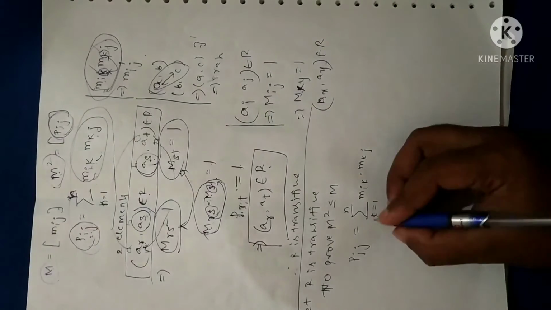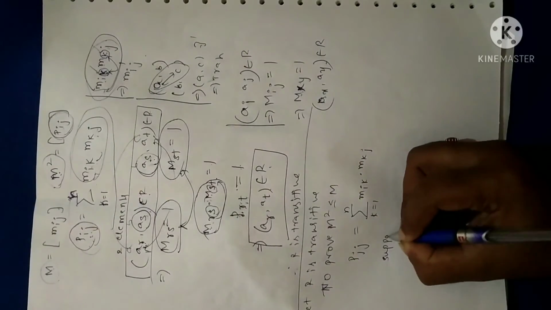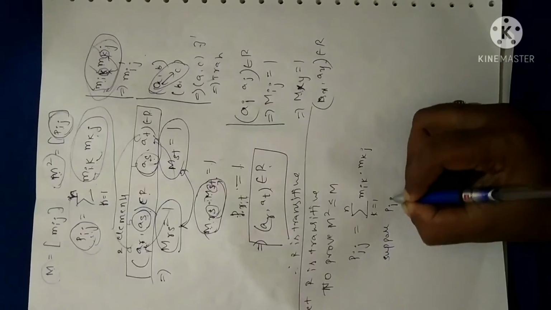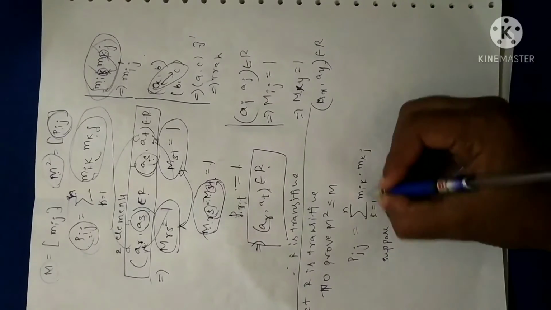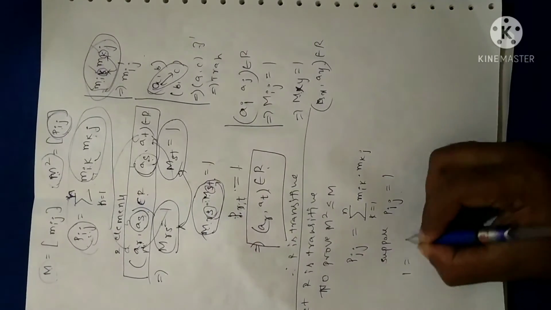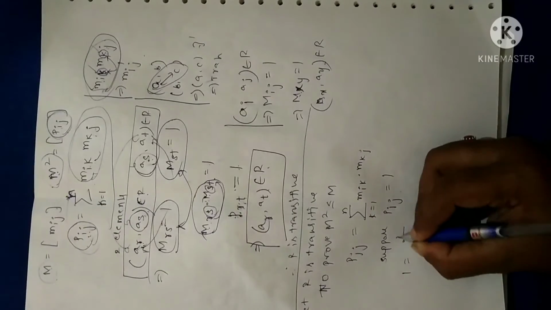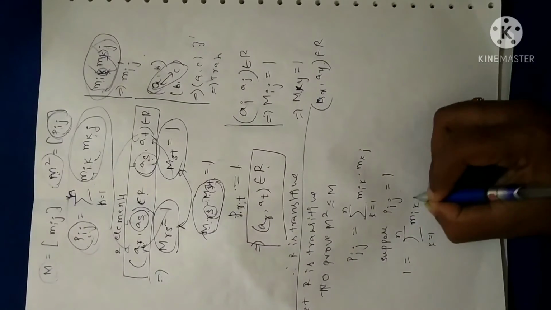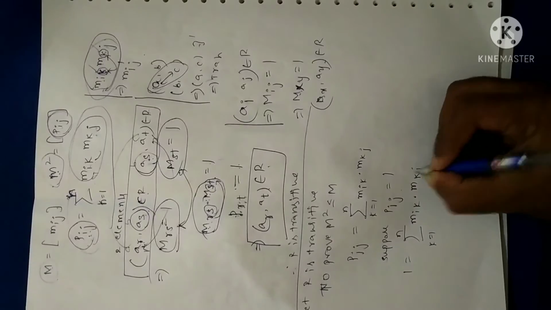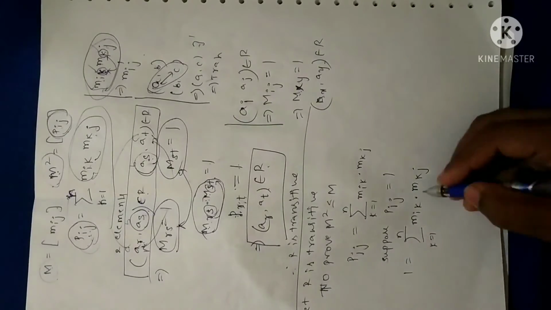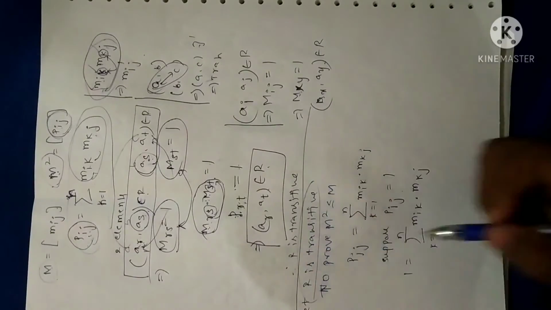Clear? Now, suppose that I take p_ij as 1. If it is equal to 1, then I can replace here, so that I will get 1 is equal to the summation, k equal to 1 to n, of m_ik dot m_kj. Fine. Since what I have assumed is R is transitive.